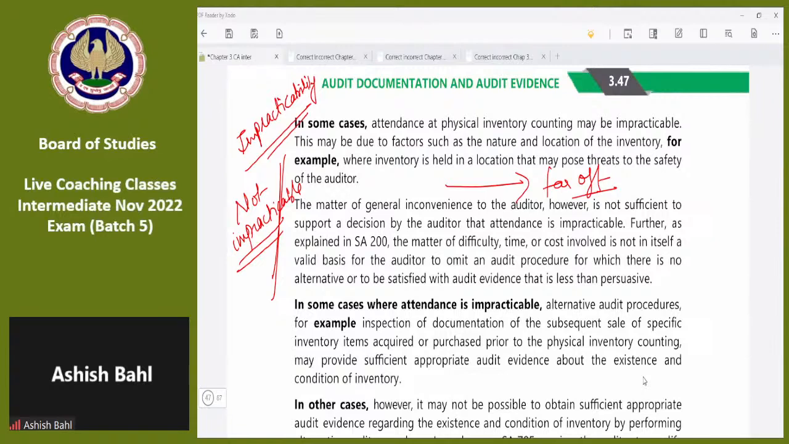Guys, you had learned in chapter 1 that if it is provided for in standards on auditing that some procedure has to be performed, then the auditor has to perform it irrespective of the time and cost involved. So the matter of general inconvenience to the auditor is not sufficient to support a decision that attendance is impracticable. This we have already read in chapter 1, guys, in context of SA 200.